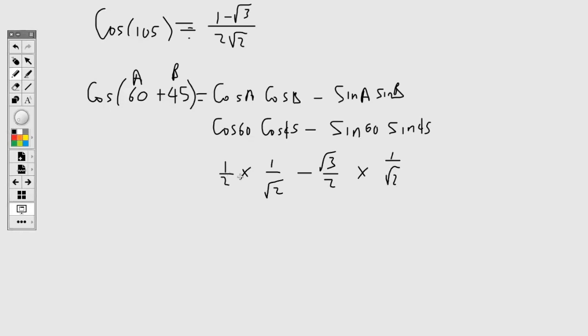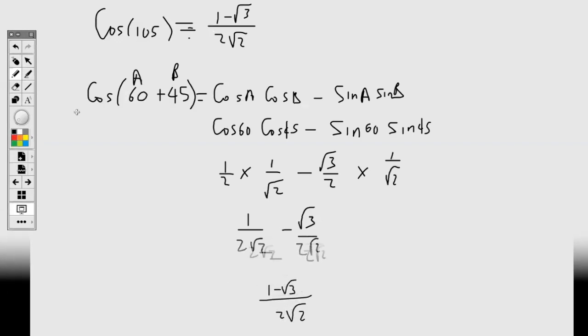Now, simplifying, 1 times 1 is 1, and 2 times root 2, that's 2 root 2. And then we have root 3 times 1, that's root 3. And then 2 times root 2, that's 2 root 2. Now, because we have the same denominator, we write it once, so I have 2 root 2. And then we subtract the numerator, so I say 1 minus root 3. And we leave it as it is. And that's it. We get the following.